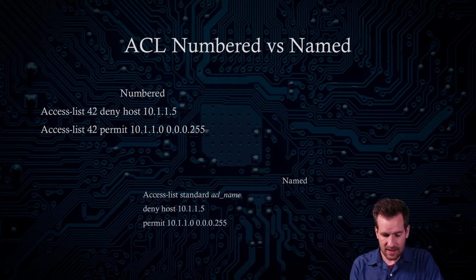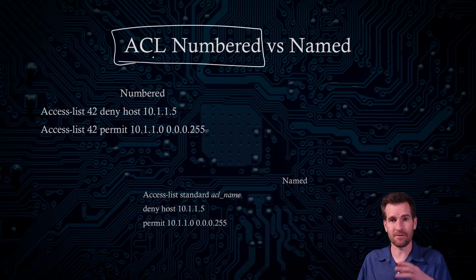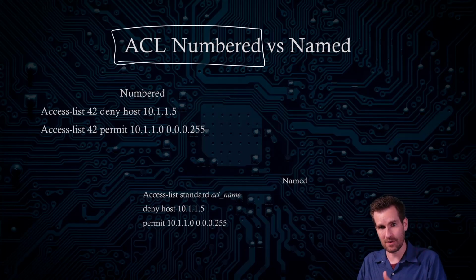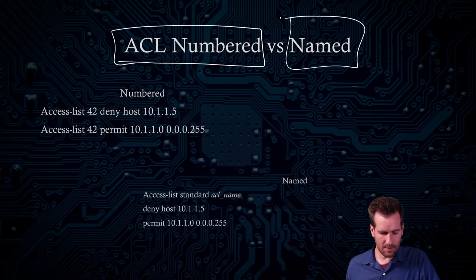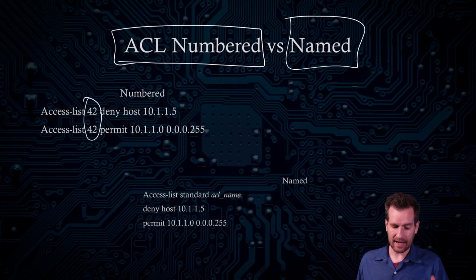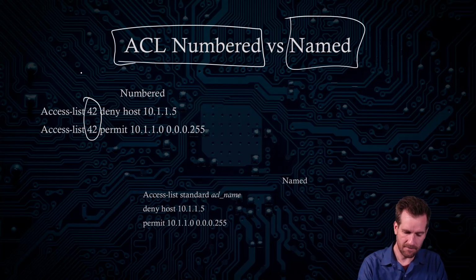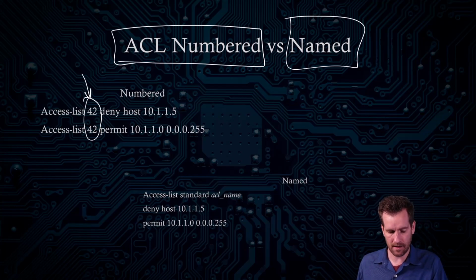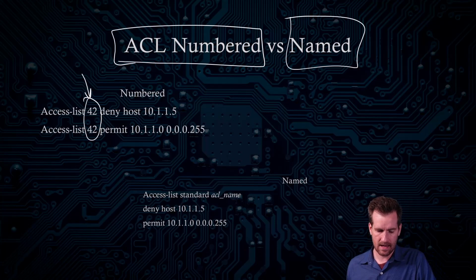So as I mentioned, there's also ACL numbered, and we saw that the numbering is different for a standard versus the numbering for an extended. But we also have numbered versus named. So numbered is just like what we saw. Each ACL statement specifies what access list it's a part of. And so that's how it knows that it's part of an access list.